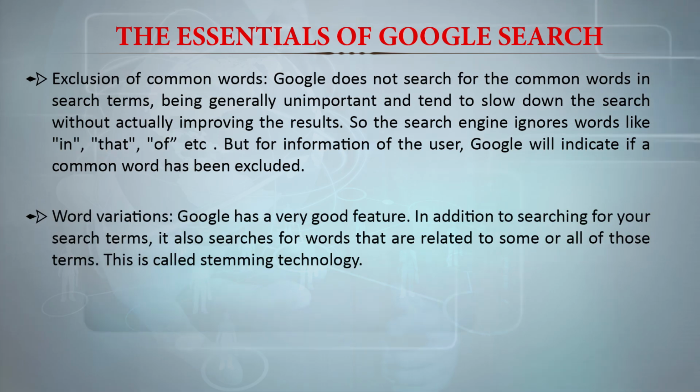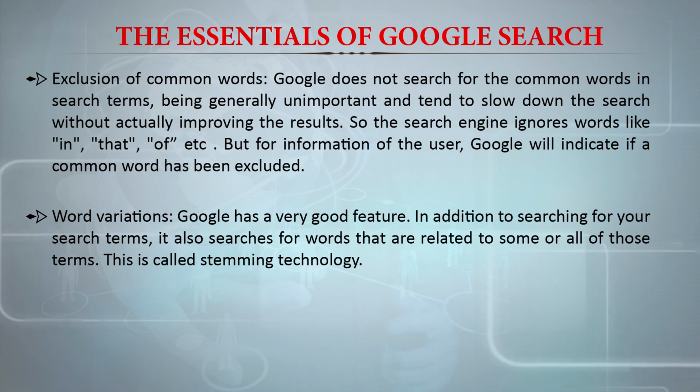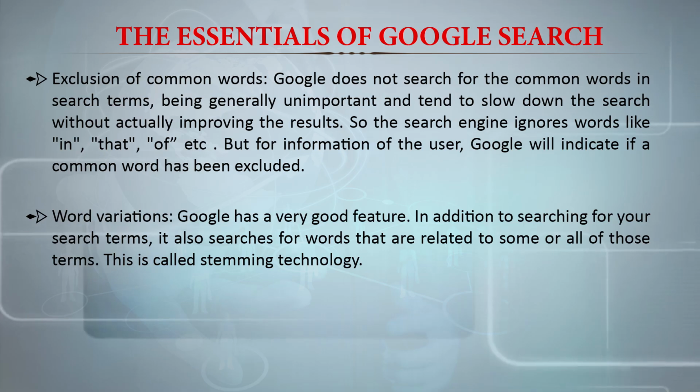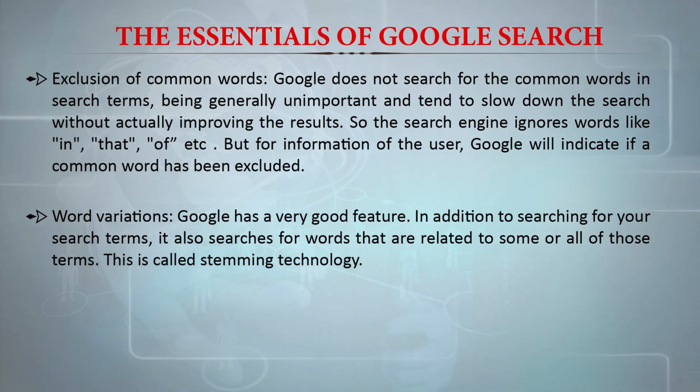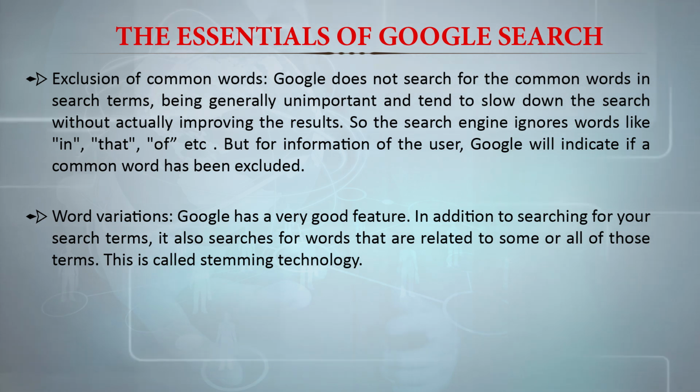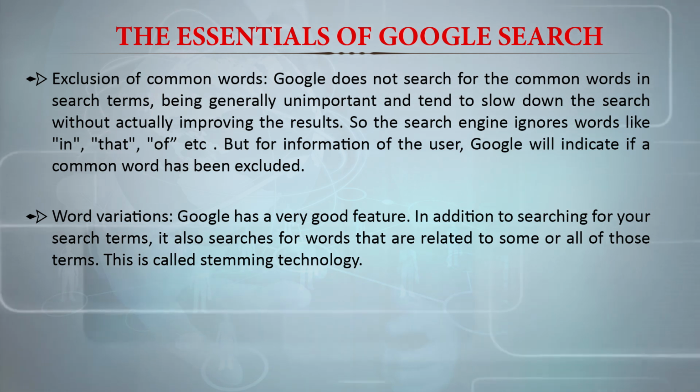Google has a very good feature. In addition to searching for the search terms, it also searches for words that are related to some or all of those terms. This is called stemming technology. I want you to write a short note on the stemming technology. If you want, you can search on Google and make a small one-page write-up on stemming technology and its advantages and disadvantages, and let's also discuss it in the discussion forum.